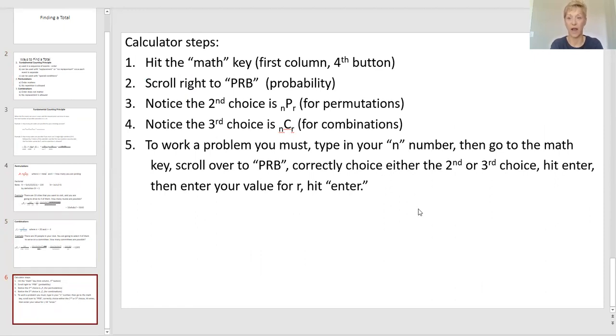So get your calculator out. All right, so freeze it and go get your calculator if you need to. You should already have it, but just in case. Then we're going to go back and rework those other problems using the calculator.